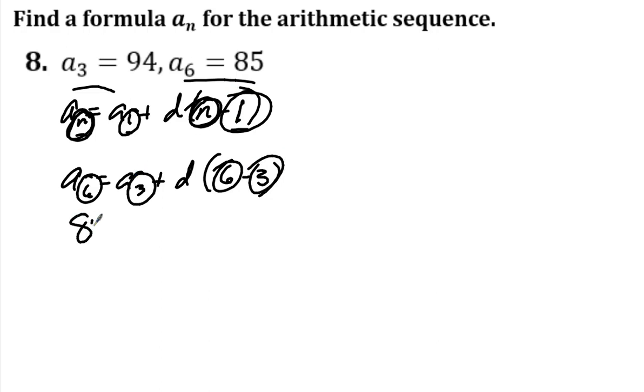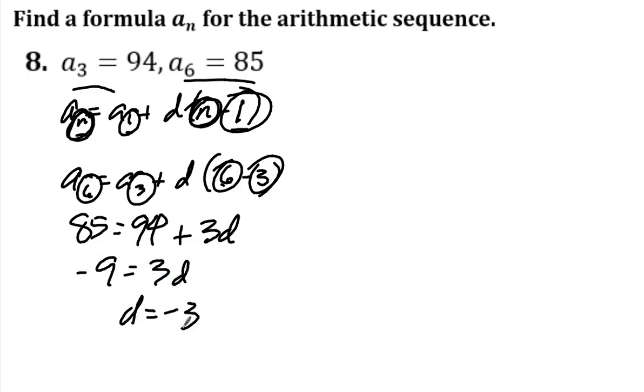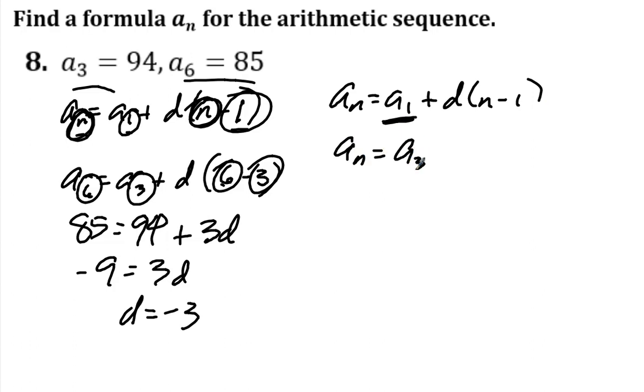So I plug in 85 equals 94 for a sub 3 plus 3d. So 6 minus 3 is 3 times d. Negative 9 equals 3d, so d equals negative 3. Now when I come up with a sub n equals a sub 1 plus d times n minus 1, you don't have to use the first term. I can use the third term or the sixth term if I feel so inclined, as long as this matches up with this, plus d times n minus 3.